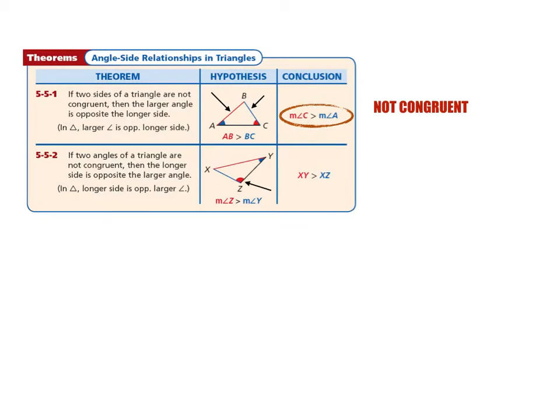Alright, and now we're going to look at basically the converse of this. Here we start by knowing information about the angles. The measure of angle Z is greater than the measure of angle Y. If we know those two things, then we can also conclude that the length of XY is greater than the length of XZ. So again, we're seeing that the side opposite the greater angle is longer than the side opposite the smaller angle.